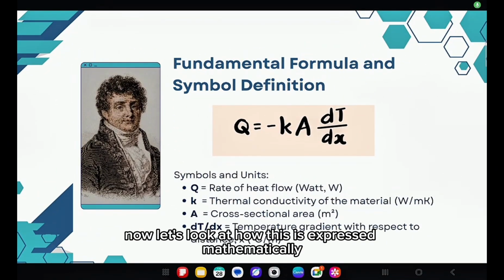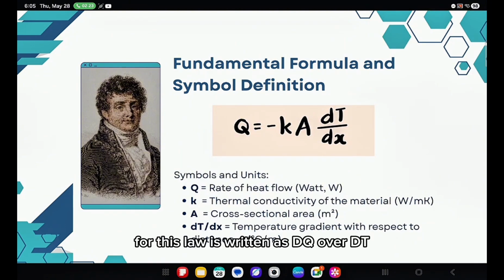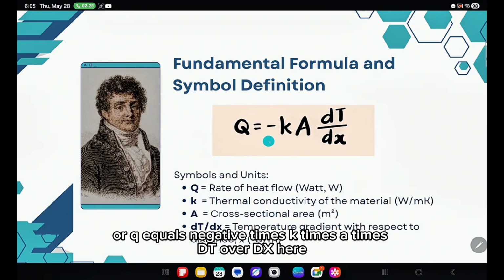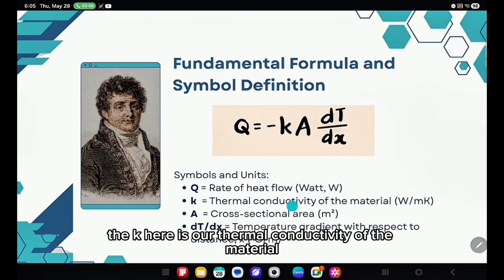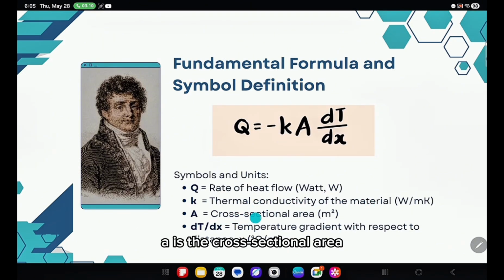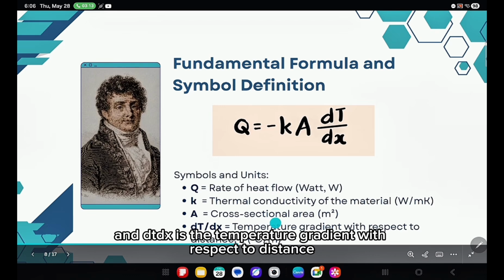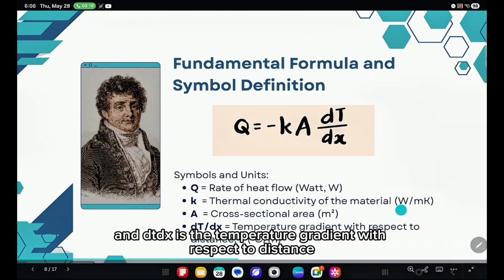Now, let's look at how this is expressed mathematically. Fourier's law is written as dQ over dt, or Q equals negative k times A times dT over dx, which is the rate of heat flow. The k here is the thermal conductivity of the material, A is the cross-sectional area, and dT over dx is the temperature gradient with respect to distance.